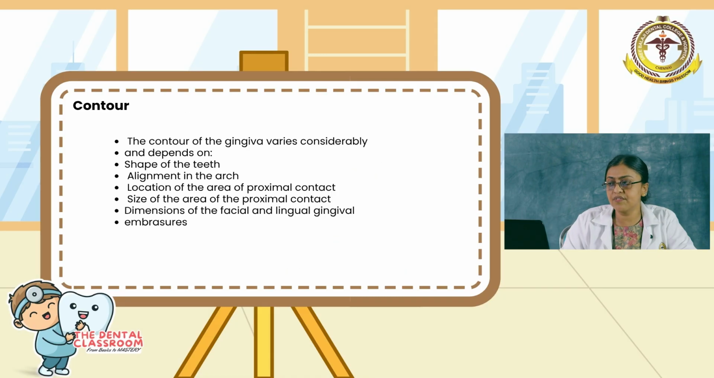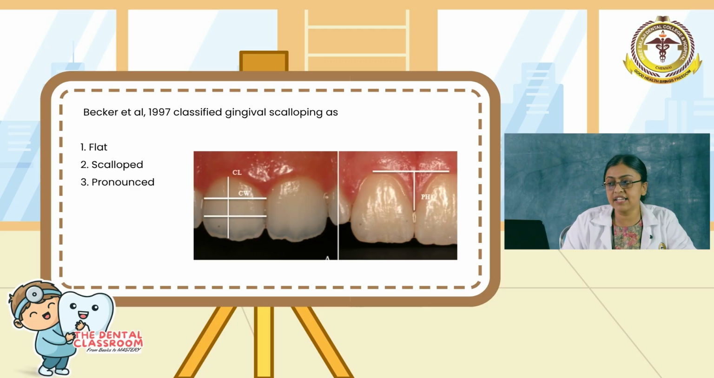The contour of gingiva varies considerably, depending on the shape of the teeth, alignment of the teeth, location of the area of proximal contact, the size of the area of proximal contact and dimension of facial and lingual gingival embrasures. Becker et al. in 1997 classified gingival scalloping as flat, scalloped or pronounced.